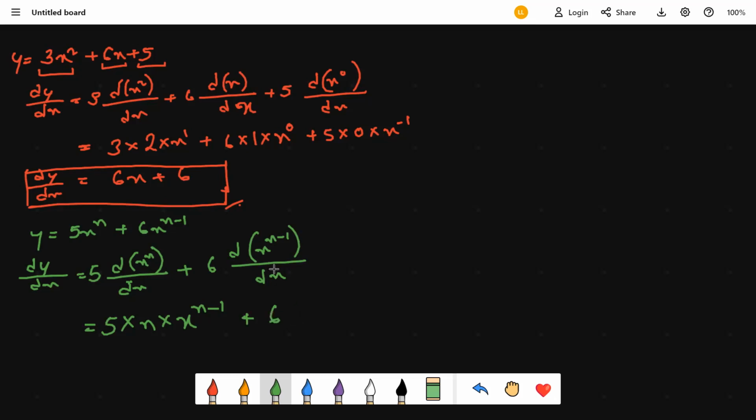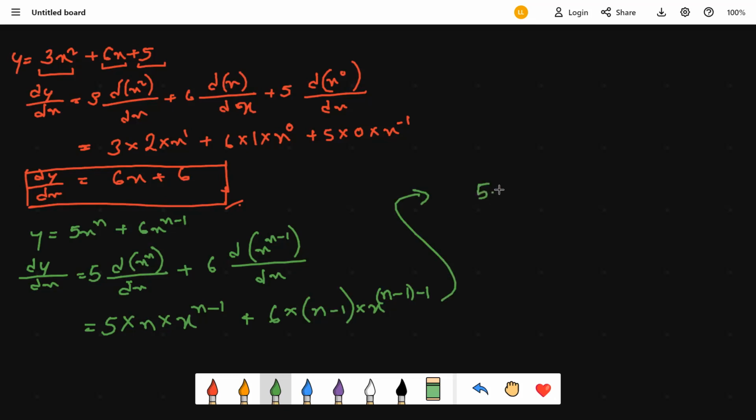Plus 6. Now again here x to the power n minus 1. This n minus 1 is the power itself, like the whole is a power to itself. So that whole power is going to come in front. So that will make it n minus 1 times x to the power n minus 1, which is the initial power, and we are going to subtract 1 from here. That means this whole minus 1. Okay.